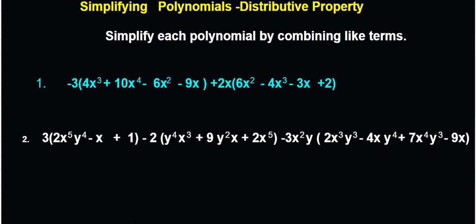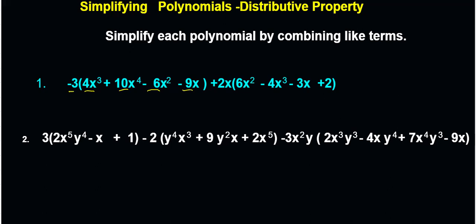In this first problem, we have a -3 on the outside. So it's -3 times everything in the parentheses, just like this, positive 2x times everything in the parentheses. So we need to distribute that through. And how do we do that? We take the -3 on the outside and we multiply by everything on the inside.